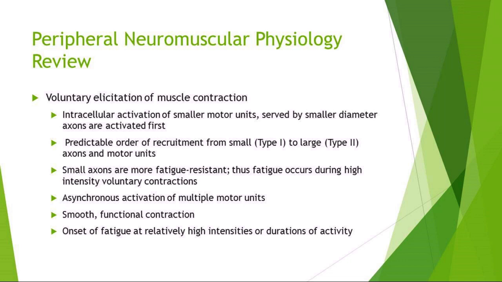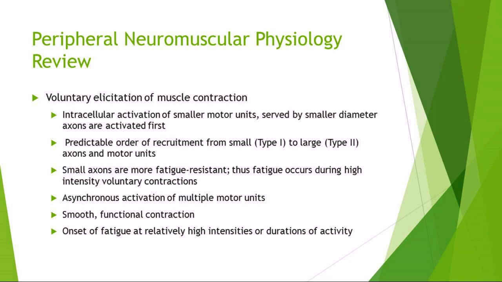Asynchronous activation of multiple motor units. And again, our nervous system gets to decide how it's going to activate motor units. So a lot of times after a neurological event like a stroke or a brain injury, the nervous system can't do that, and so you get synergy patterns. And we'll talk way more about that in neuro. We want to get a smooth functional motor contraction, and that happens when you have a voluntary muscle contraction.